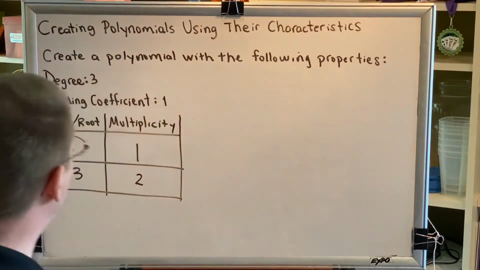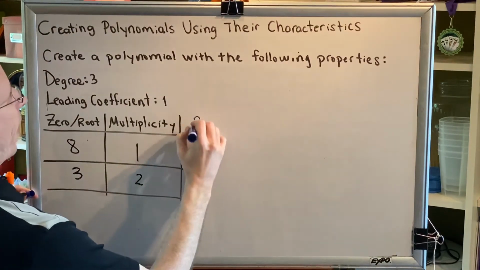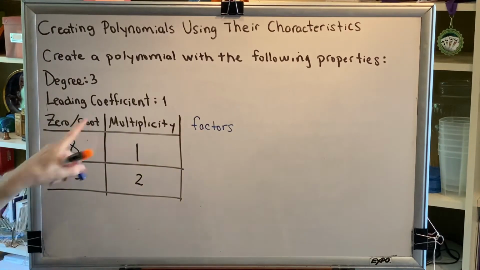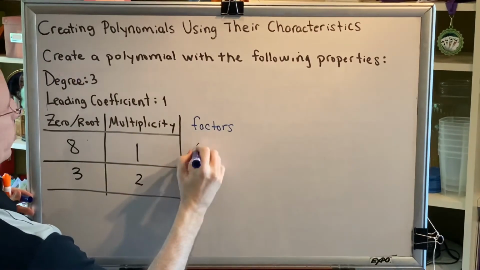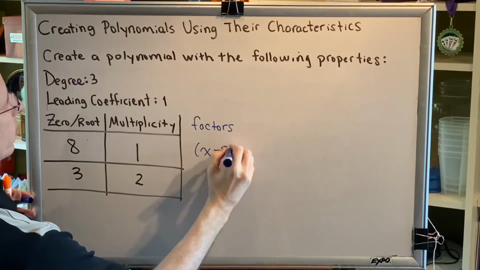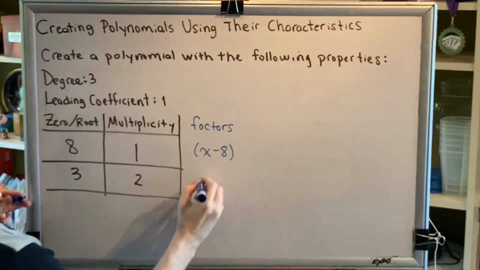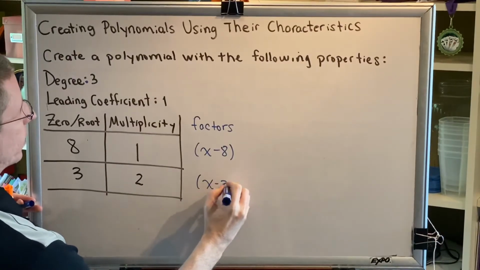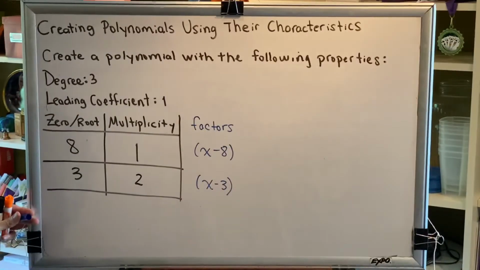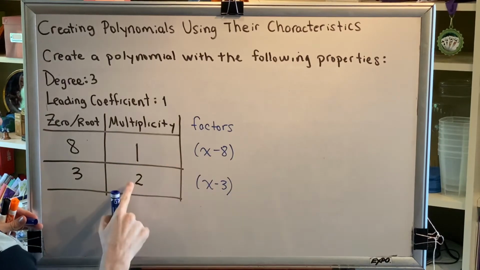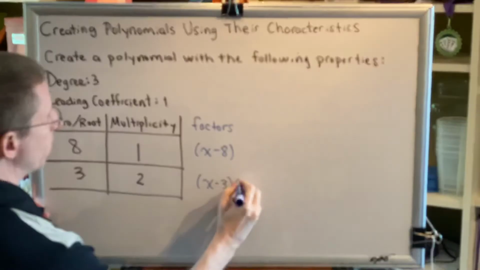Okay, the first step is to create a third column here for factors. If the root is 8, then the factor that produced it must be x minus 8. If the root is 3, then the factor that must have produced it is x minus 3. Now the multiplicities. It tells me I need 1 of the x minus 8s, but I need 2 of the x minus 3s.